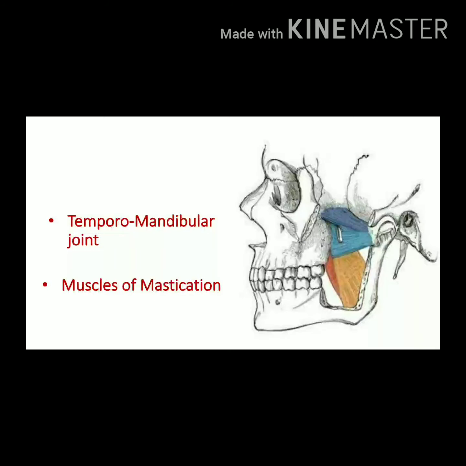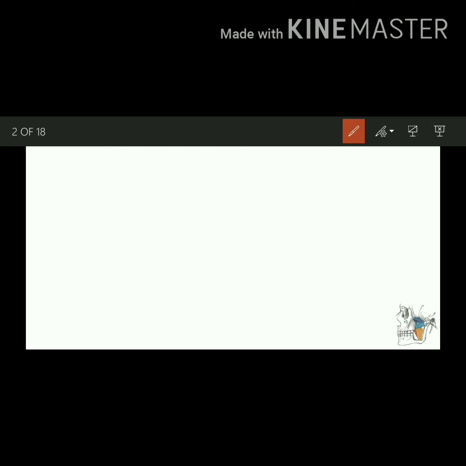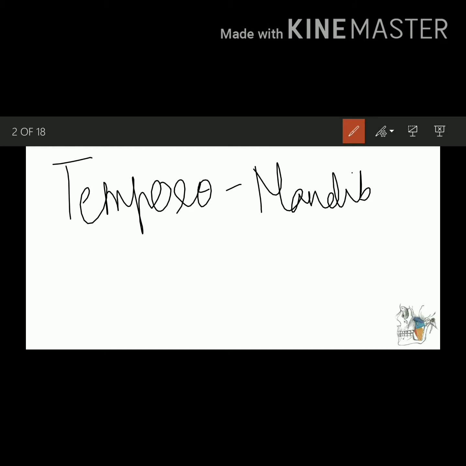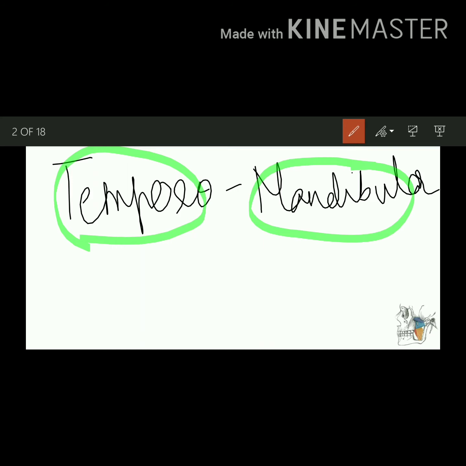Temporomandibular joint and muscles of mastication. We'll now see the temporomandibular joint. As the name suggests, temporomandibular, the bones involved will be the temporal bone and the mandible.